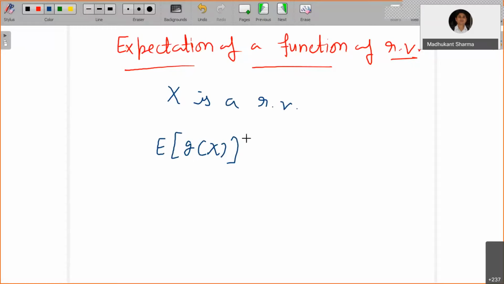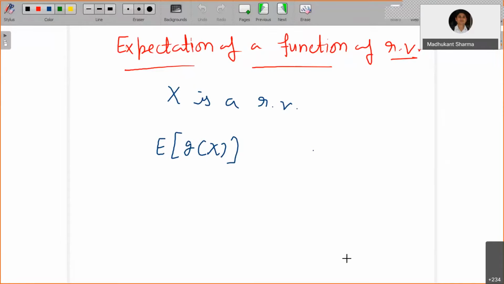I am interested in the expectation of this. I want to know how to identify this by using the knowledge of what has been given to us. We have been given the random variable x and its corresponding PMF. Will you be able to get the expectation of any function of x from there or not? That we want to answer now.